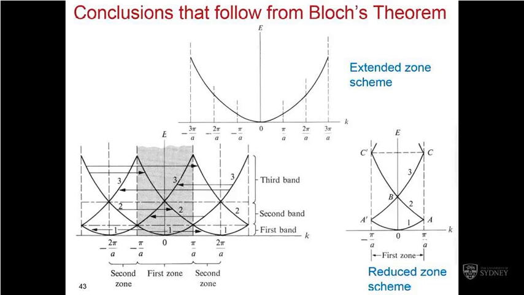Very often we don't draw the band structure like this. We don't draw it with all of these curves here. We only draw the part that's shaded, like here, because we only need to deal with the first Brillouin zone, because everything inside it can be found at any other point in the crystal just by a reciprocal lattice vector. It's just repeated.